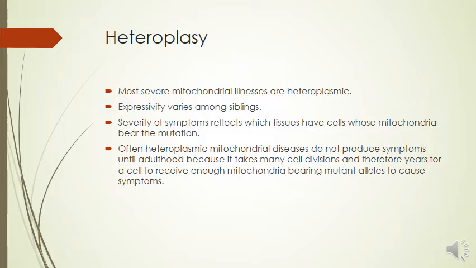Expressivity will vary among the siblings, and the severity of symptoms reflects which tissues have cells whose mitochondria bear the mutation. Often, heteroplasmic mitochondrial diseases do not produce symptoms until adulthood, because it takes many cell divisions, and therefore years, for a cell to receive enough mitochondria bearing mutant alleles to cause symptoms.